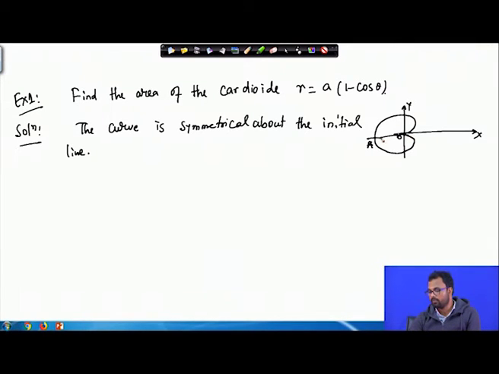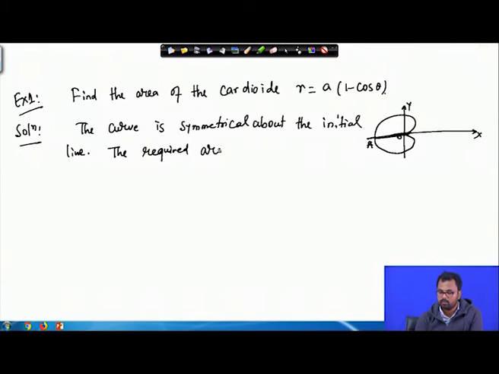If theta is 0, then we have cos 0 as 1, and this one will be 1 minus 1, 0. So r is also 0. That means this is our initial line where theta is 0 and the curve is actually symmetrical. So the required area will then be just theta from 0 to pi, because it is symmetrical along this initial line. So we just multiply it by 2, and that will give us the area of this entire cardioid.